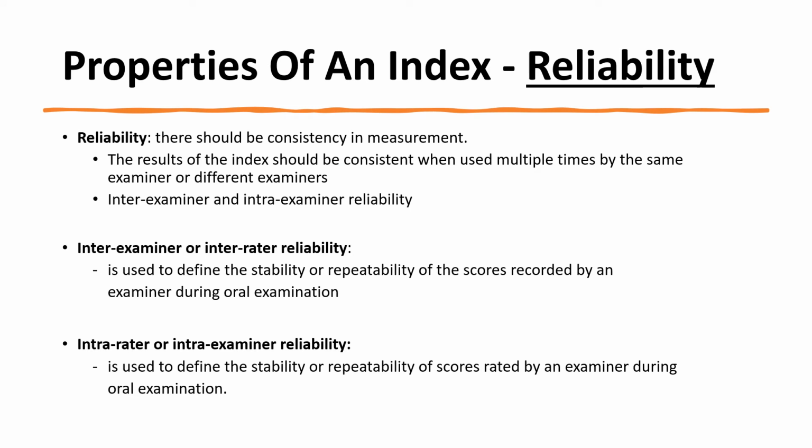Now, reliability of an index. How can you check that this index you are using to measure whatever disease is reliable? How can you rely on the results of this index? So, in terms of reliability, there should be consistency in measurement. This means that if you use the same apparatus more than once on the same patient, you should be able to get the same result.